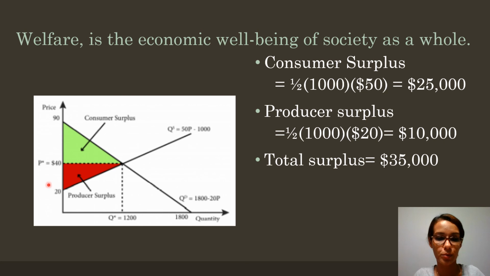The producer surplus is the difference between the price received and the willingness to accept price. Here, the producer surplus is between the $20 minimum price and the equilibrium price of $40. And the total surplus is the sum of these surpluses, the difference between the least priced amount of $20 and the equilibrium price.